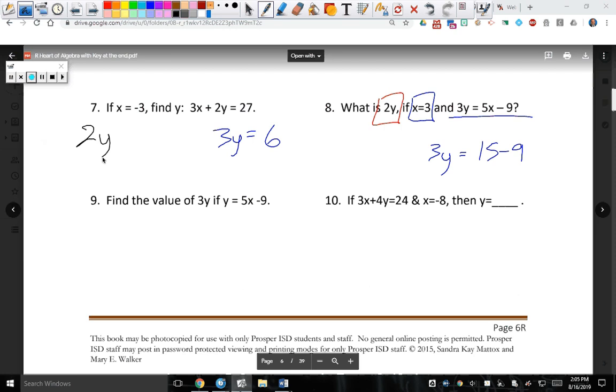Now, I know you're not used to it, but I want 2y. Could I multiply this by something that'll get me to 2y like that? 2/3. Because now this cancels to 1. This reduces to 2 over 1. So the answer is 4.